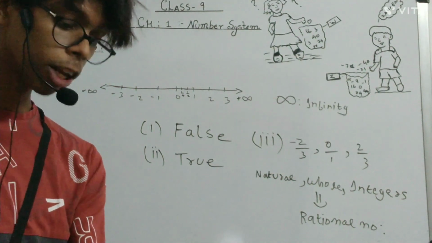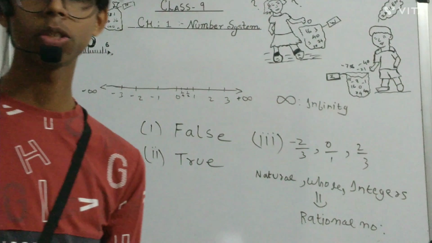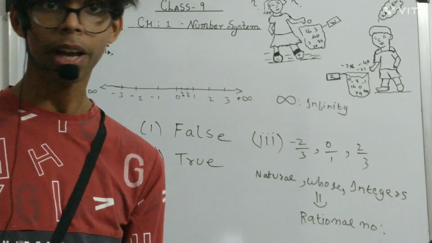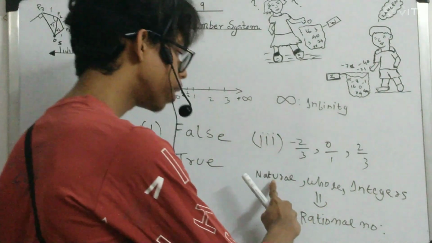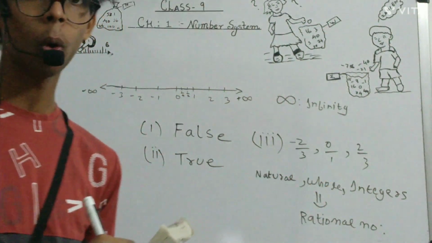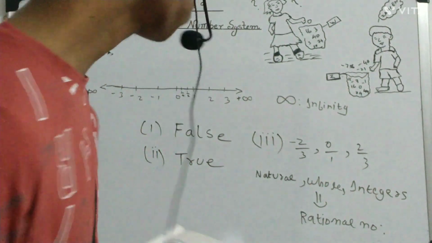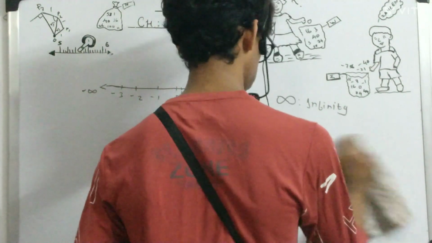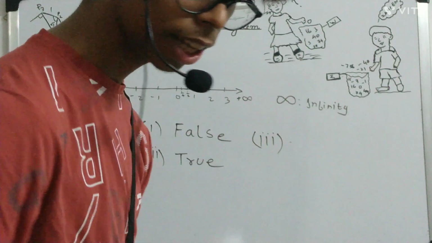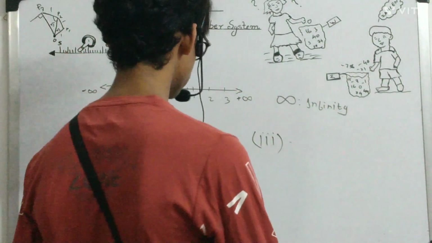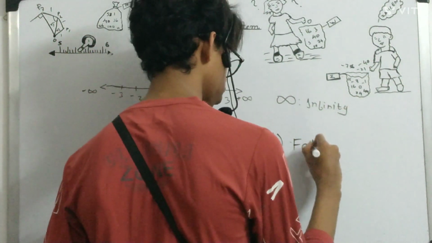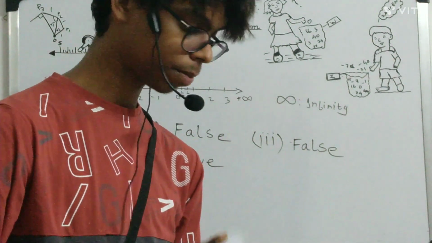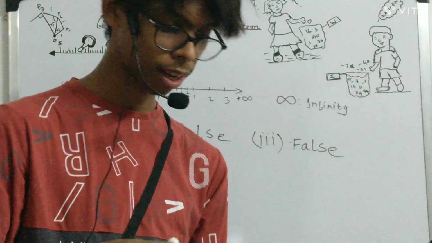So here also the statement number 3, every rational number is an integer, is a false statement, because every rational number need not be an integer itself. It can also be a natural number or a whole number. So here also the third statement is a false statement. I hope I am clear with it.